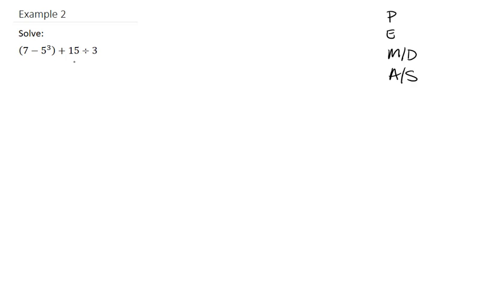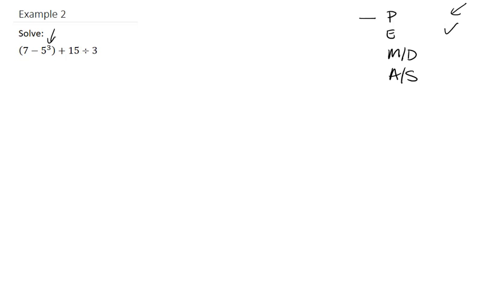So the first thing we need to deal with is our parentheses step. So we look here, and we see we have 2 different operations. We have a subtraction and exponents. So we go back to this list, and we notice there's no more parentheses. We don't need to deal with that. So the first thing we need to do is exponents.